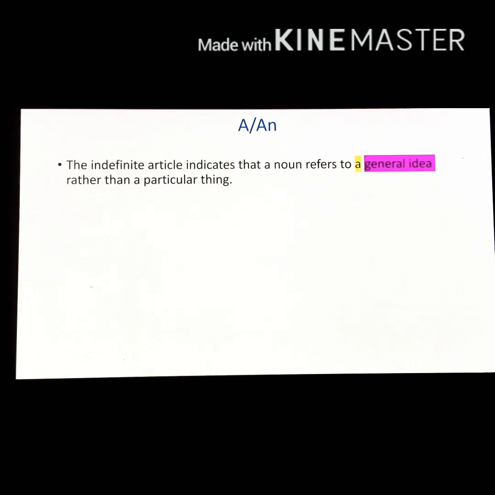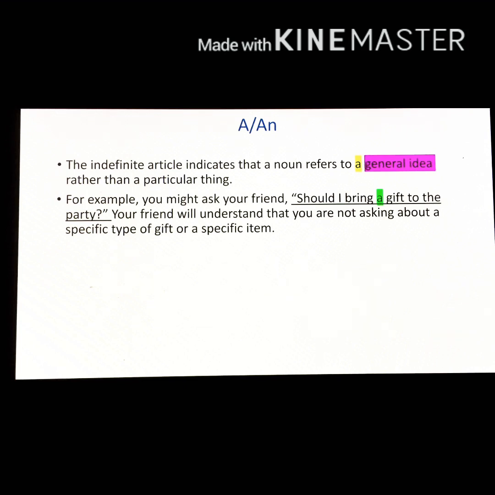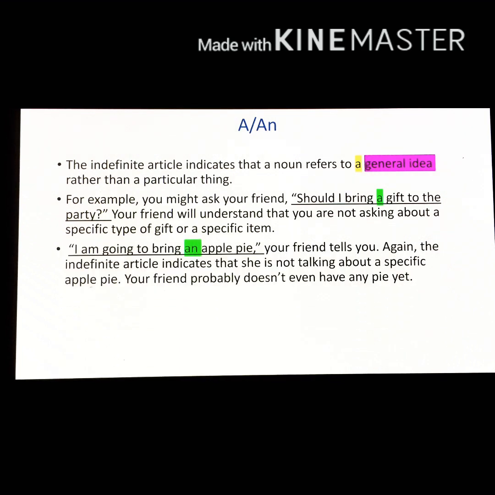The indefinite article indicates that a noun refers to a general idea rather than a particular thing. For example, you might ask your friend, "Should I bring a gift to the party?" Your friend will understand that you are not asking about a specific type of gift or a specific item. "I am going to bring an apple pie," your friend tells you. Again, the indefinite article indicates that she is not talking about a specific apple pie. Your friend probably doesn't even have any pie yet. It means any kind of apple pie; which apple pie it is is not specified here.